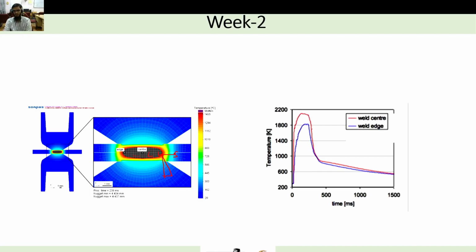Here it is a cooling cycle. You can see at the center the temperature varies like this, and at the edge the temperature is slightly lower, but within a short time, that is 1500 milliseconds, which is 1.5 seconds only, we are coming from a very high temperature, around 2000 Kelvin, to room temperature, or you can say if you extend it, it will come to room temperature. So this is how the temperature gradient will be in the weld zone and in your base material.